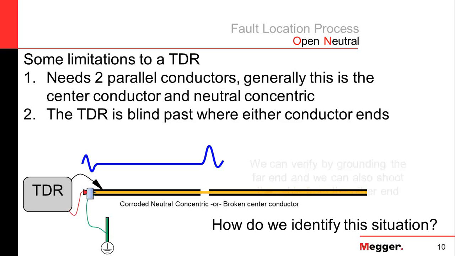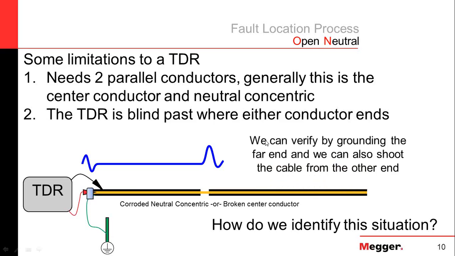Okay, so how do we identify this type of situation? Like I said before, we can verify by grounding the far end, and we can also take the TDR to the other end and shoot back the other way and compare the distances from each side of the cable.